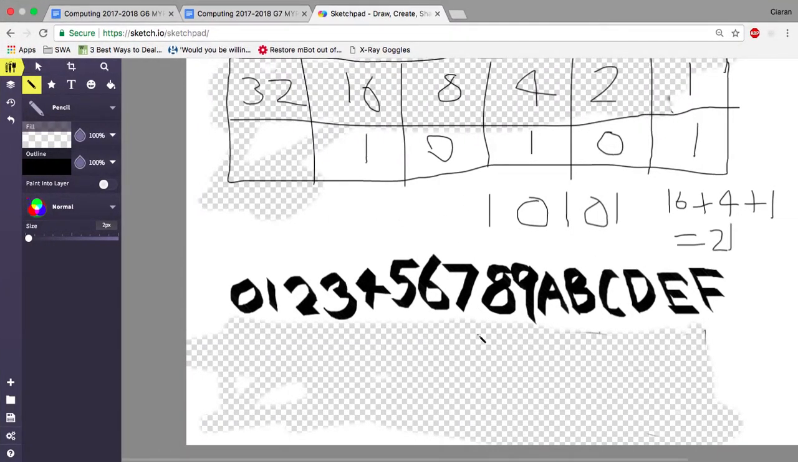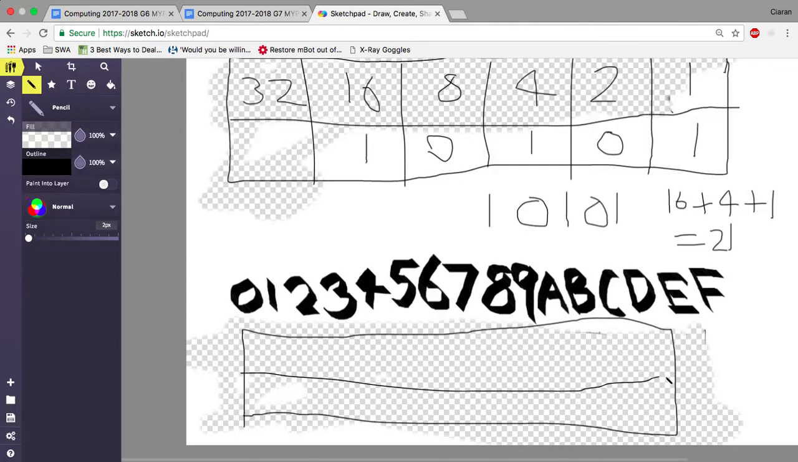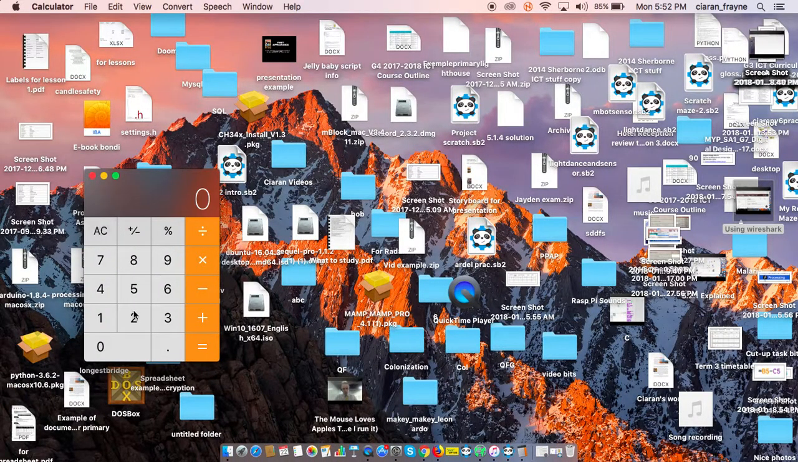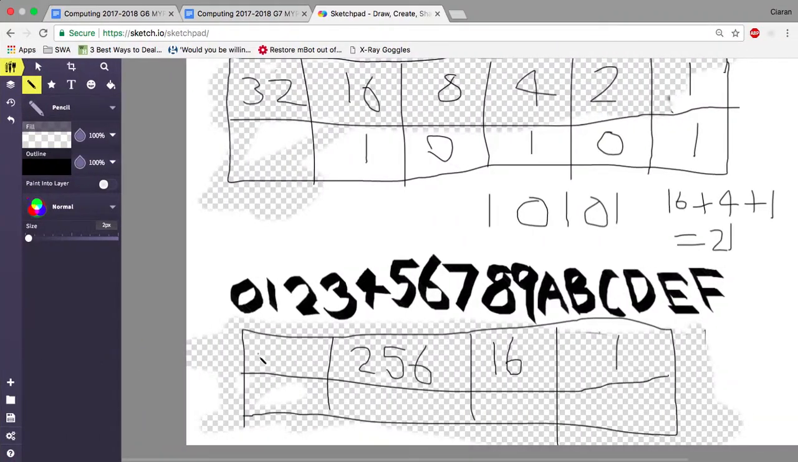So let's apply this to hexadecimal. We can again draw up our table, and we might keep it a bit smaller. Imagine we start with the 1s, then in the next column we go to 16. So we multiply by 16 each time. 1 times 16 gives you 16. 16 times 16 gives you 256. And then 256 times 16, we might use our calculator, gets you 4096.